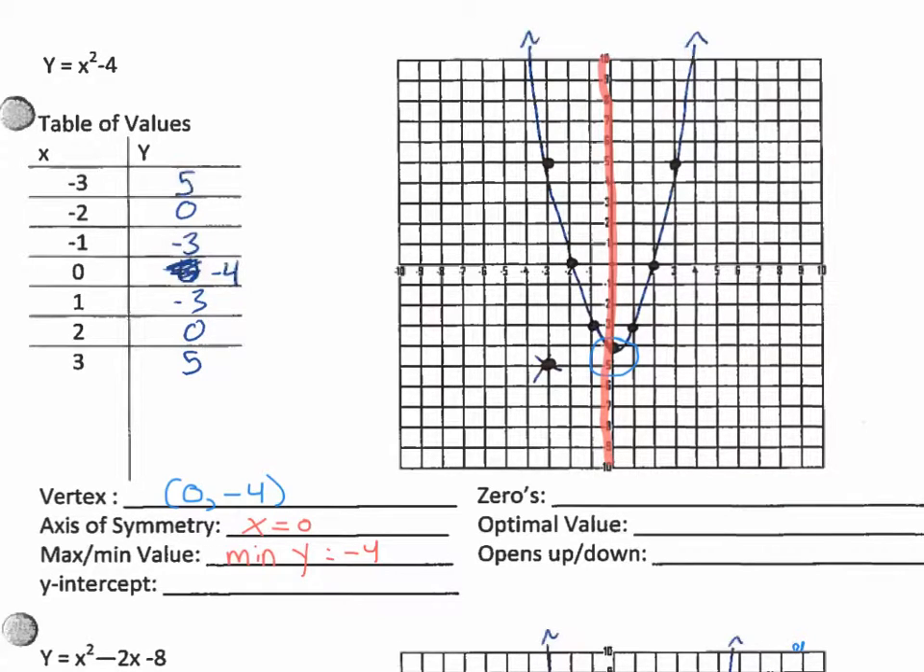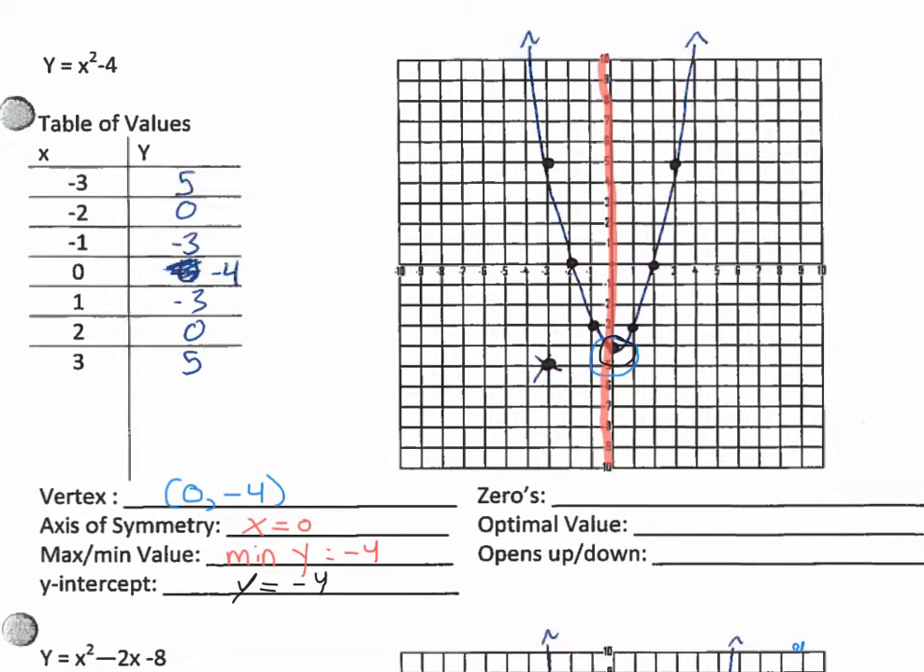The y-intercept we need to read from our graph. This is where the curve crosses the y-axis. On this curve, it's again right here at the vertex point. So in the last two curves, our y-intercept has been at the vertex. That's not always going to be the case, but again, it's y equals negative 4.